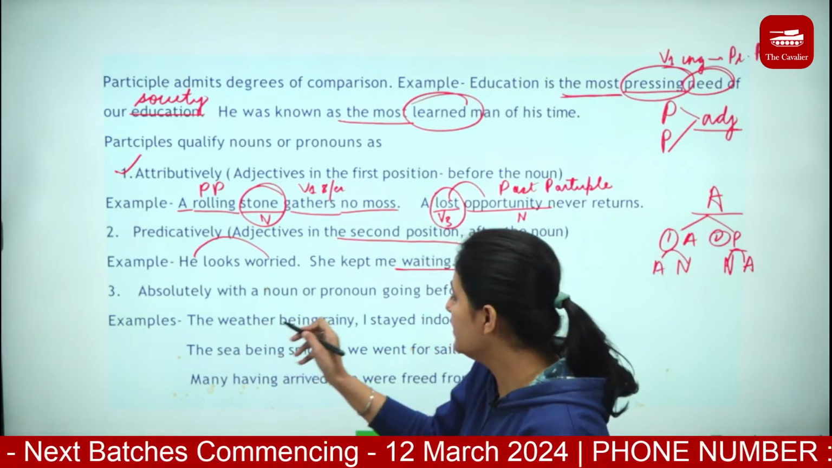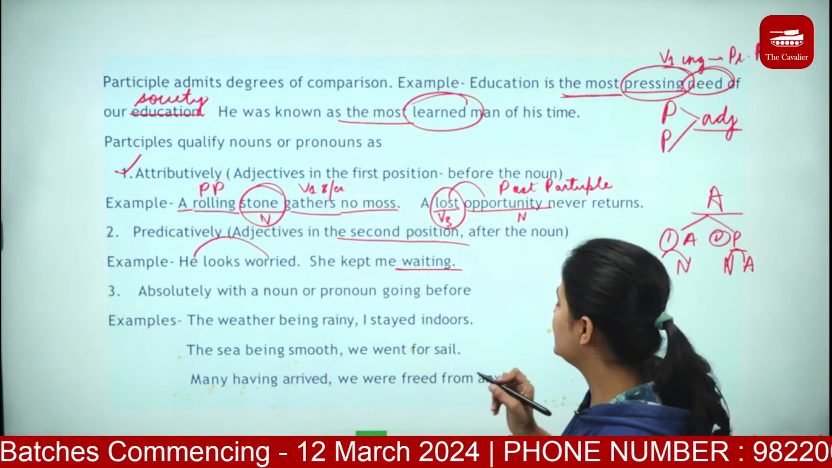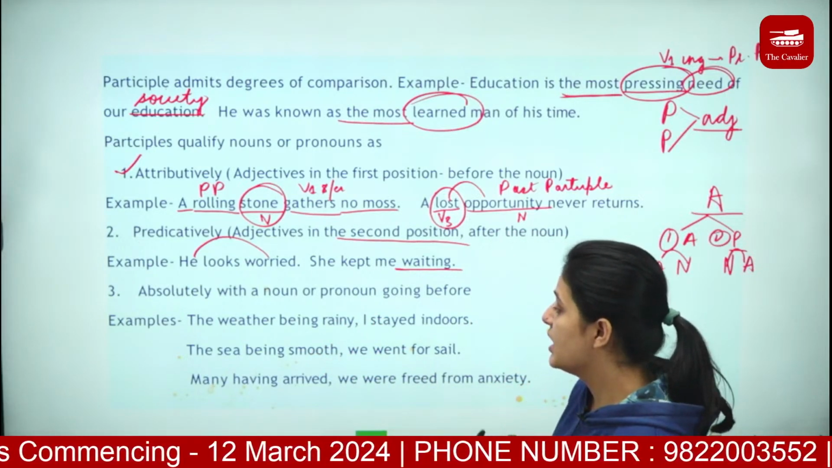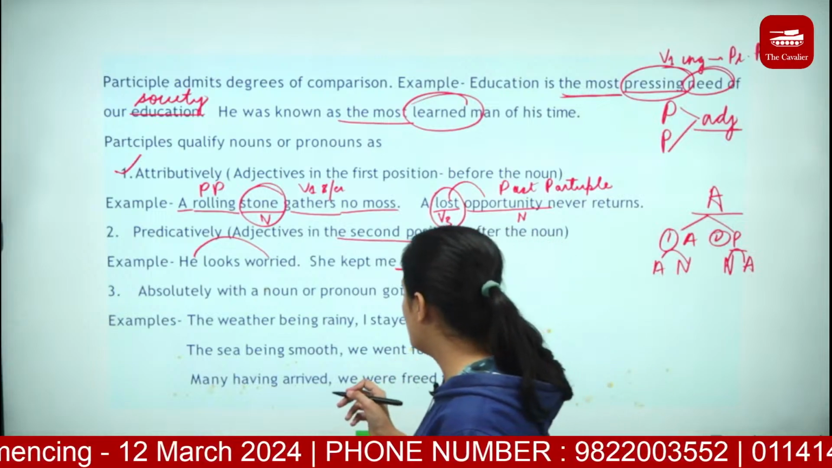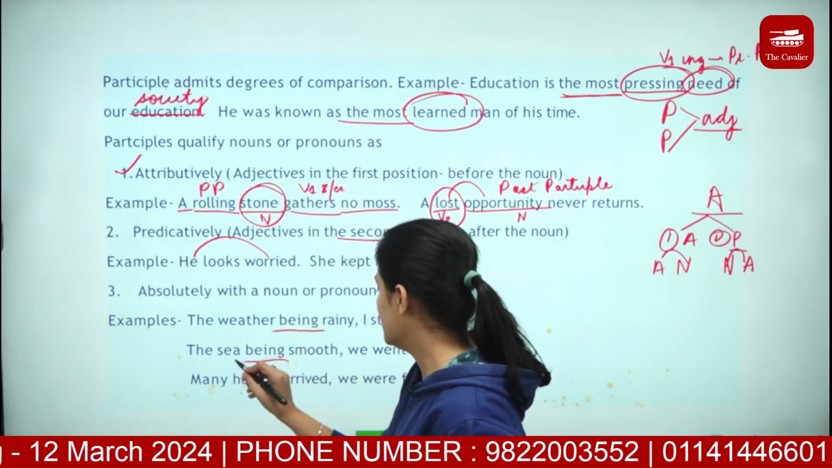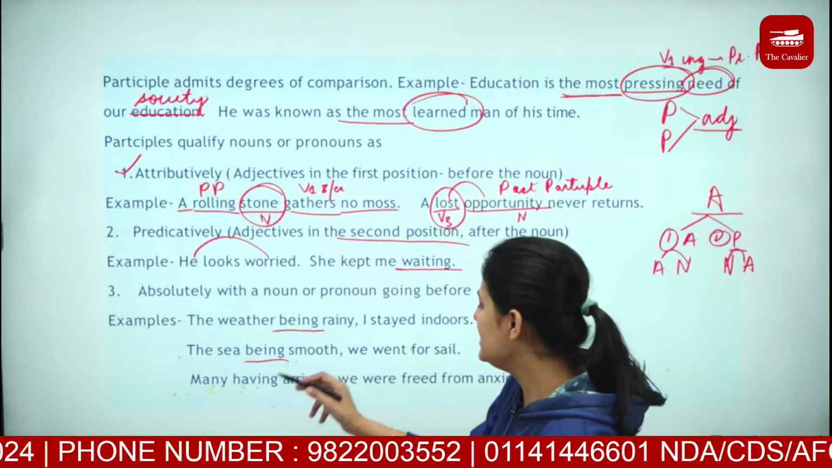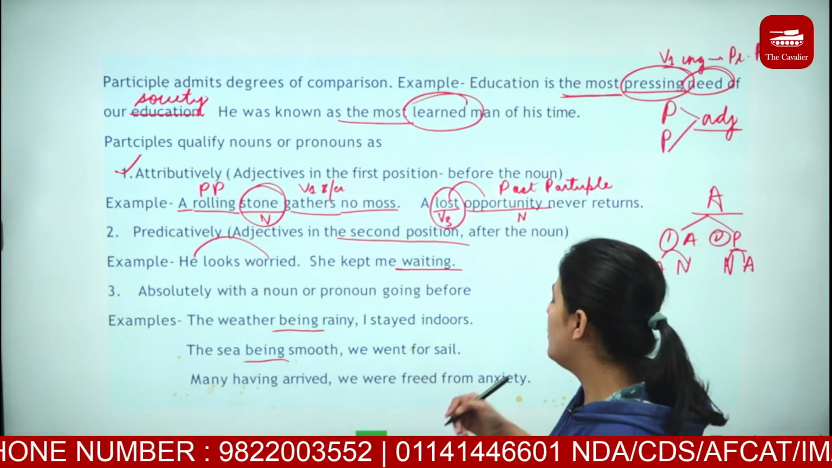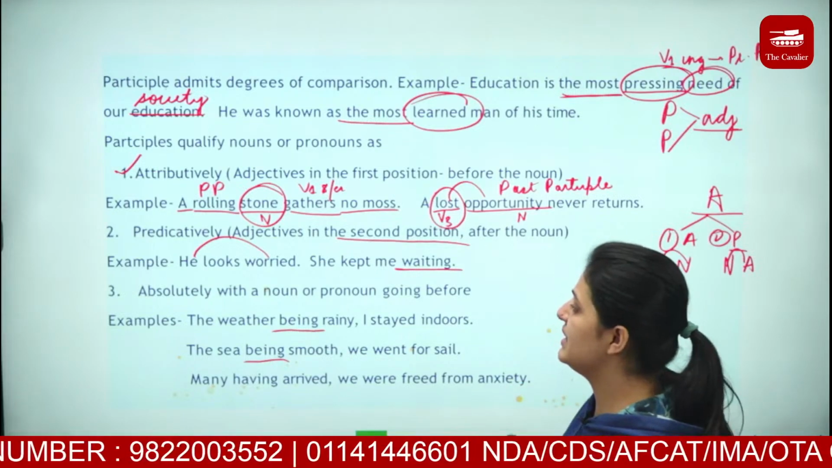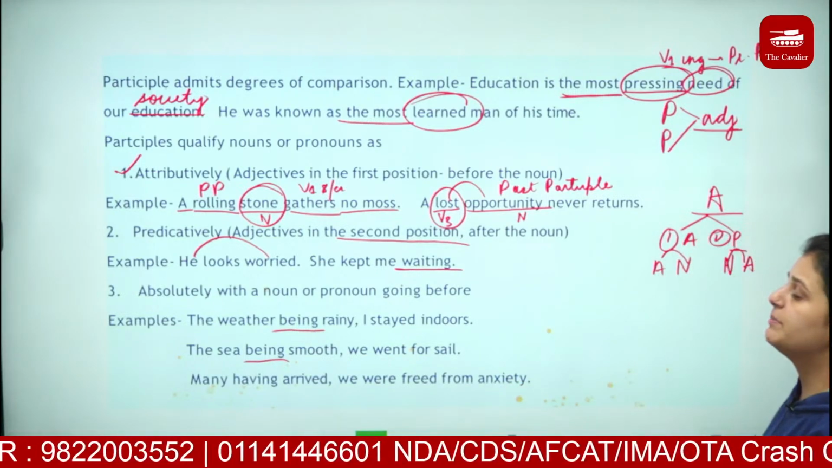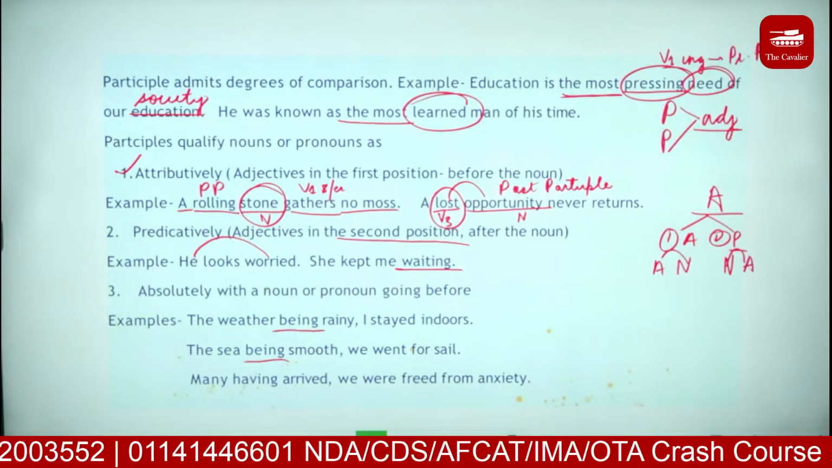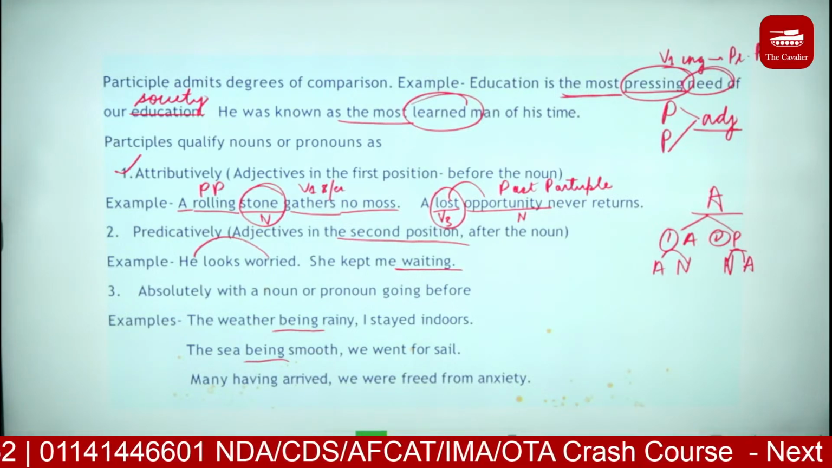Next, absolutely with the noun or pronoun going before. The weather being rainy, I stayed indoors. The sea being smooth, we went for sailing. Many having arrived, we were freed from anxiety. Here the participle is qualifying absolutely.